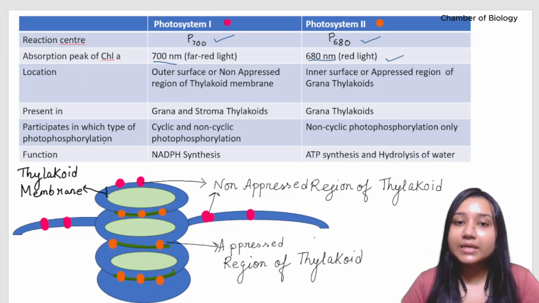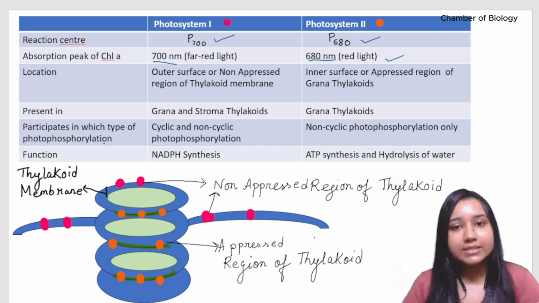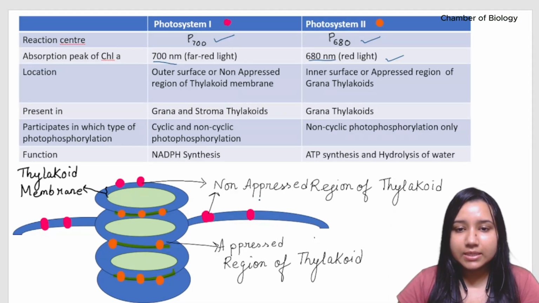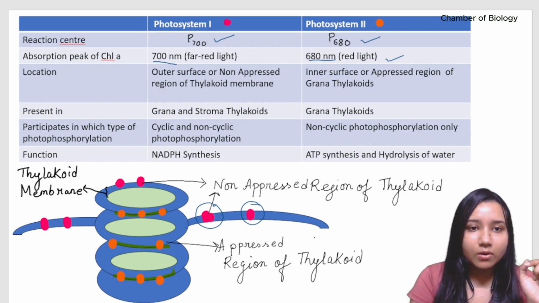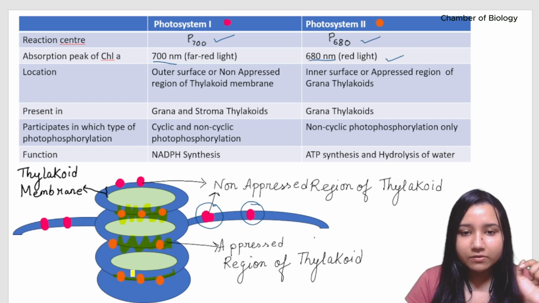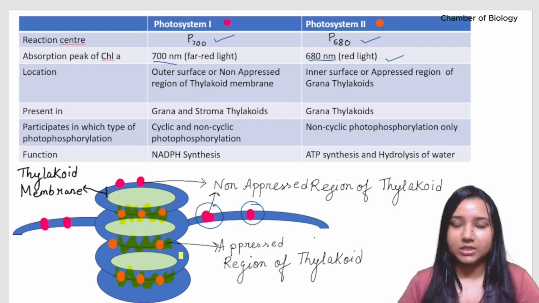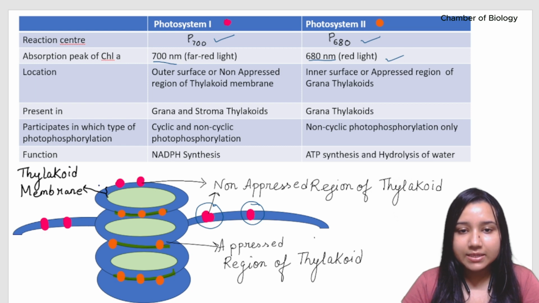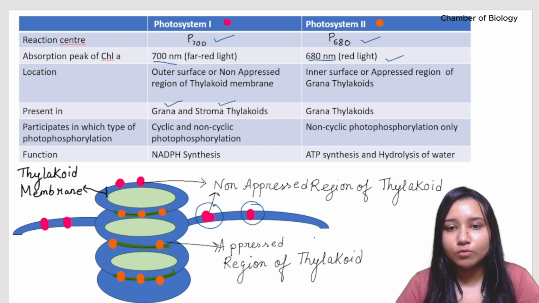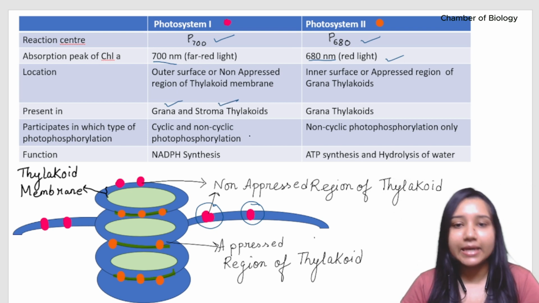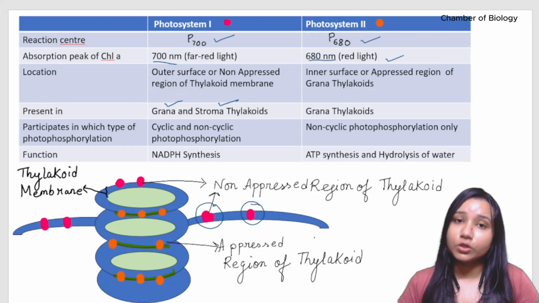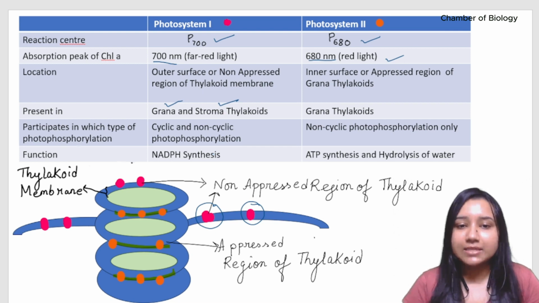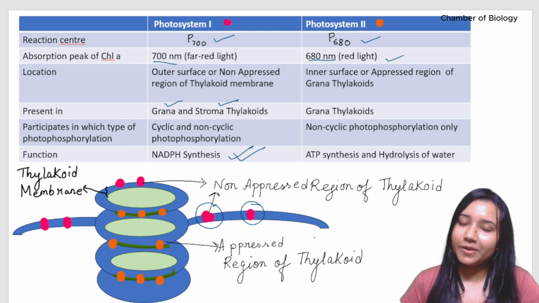So where is it located? PS1 is located in the outer surface, or non-appressed region, of the thylakoid membrane. You can see these are the non-appressed regions, that is, outwards. But when it comes inward, you can notice in this inward region, we will see the appressed region. In the appressed region, we will not find PS1; we only get PS1 in the outward region. So it is present in grana and stroma thylakoid. It participates in cyclic and non-cyclic photophosphorylation. What is photophosphorylation? We will study it in the next class. It also helps in NADPH synthesis, and how it helps we will also learn in the next class.